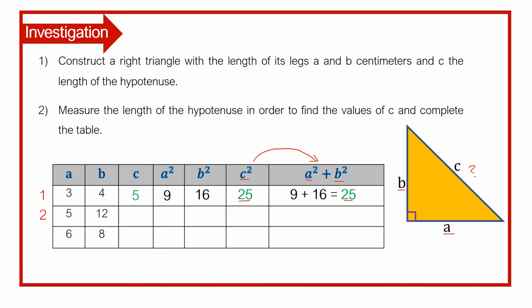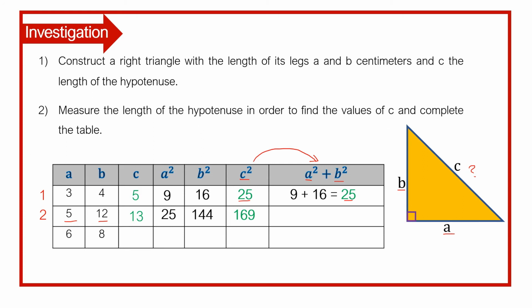Let's draw another right triangle. This time, a is 5 and b is 12. Take your time and construct a right triangle, then measure c. If you are accurate enough, you should be able to get 13. And now let's square 5, which is a squared, to get 25, b squared, that is 12 squared, to get 144, and square c, which is 13 squared, to get 169.